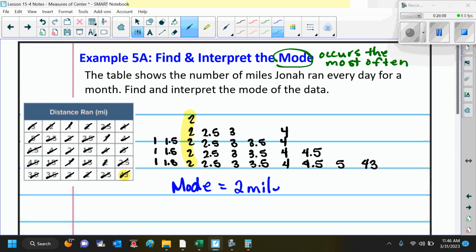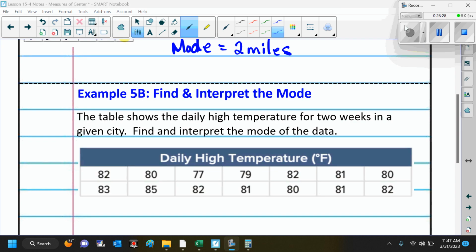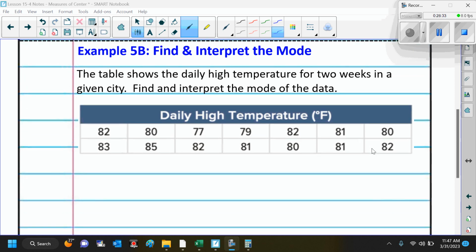That means that during that month, whatever that month was, he ran 2 miles on any given day more times than any of the other amounts. All right, so I want you to press pause and do example 5B on your own. Find and interpret the mode.